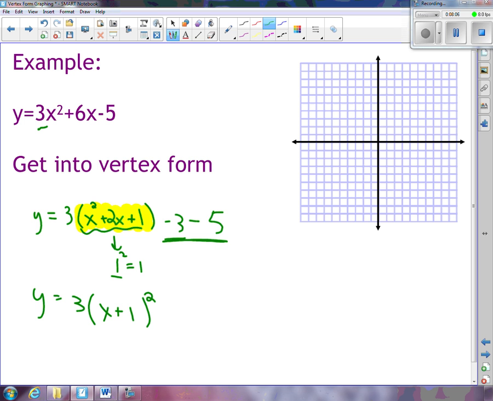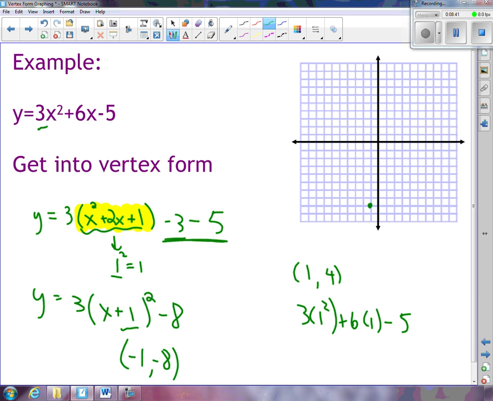I just combine these two now to be negative 8. So I have the vertex of the opposite of the number in the parentheses, negative 1, negative 8. So I go to negative 1, down 8. That's my vertex. Now I can plug in any other point that you want. I think I'm going to plug in 1. So if I plug 1 into this equation, I get 3 times 1 squared plus 6 times 1 minus 5. 3 plus 6 minus 5 is 4. So I have the point 1, 4.